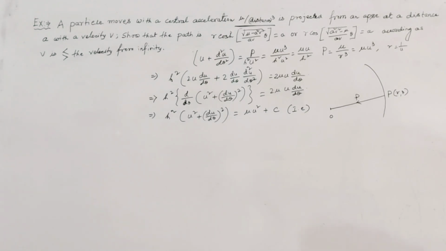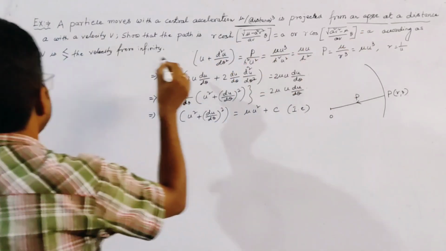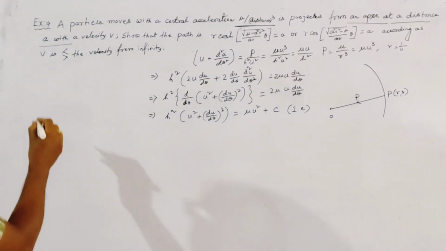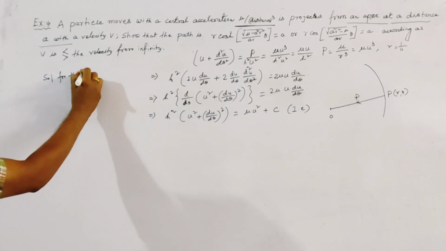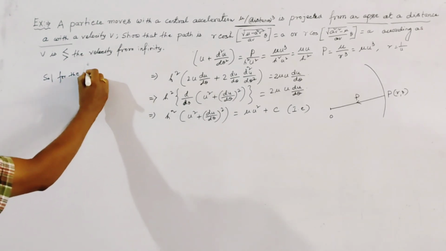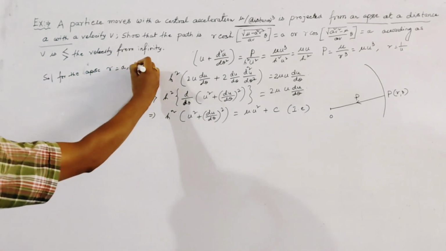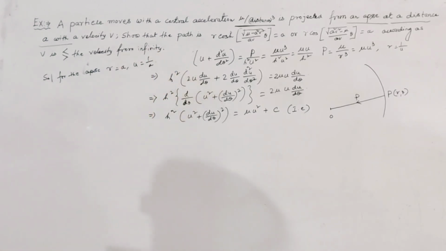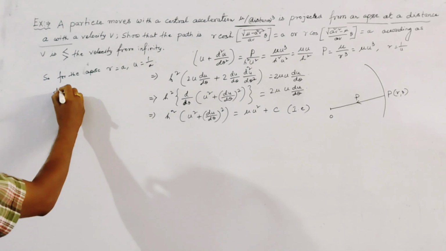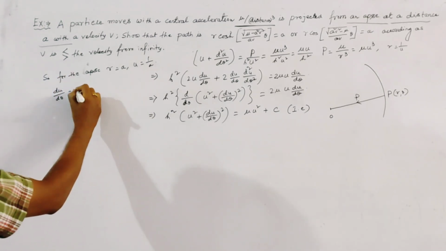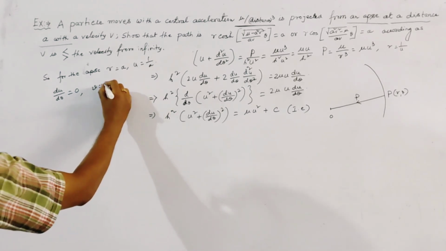Now it is given that the initial condition is at an apse at a distance a. So for the apse, r equals a, so u equals 1 by a, and we know that from the property of apse du/dθ equals 0, and v equals capital V.